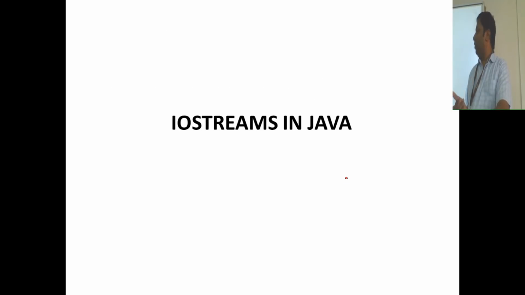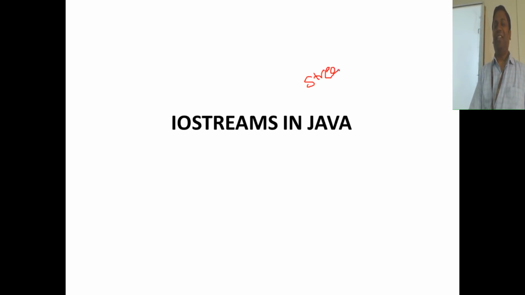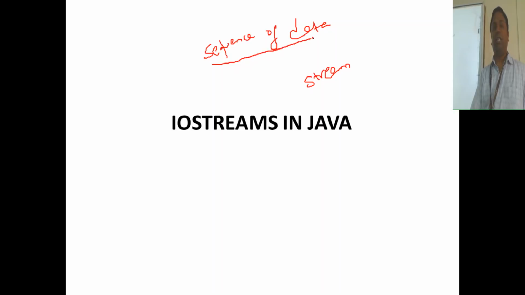Next thing is, we went into the section on IO streams. What is a stream? In computer science terms, it's something that flows in some order. So what is a stream? A stream is nothing but a sequence of data, or a sequence of bytes. You can call a stream nothing but a sequence of data.